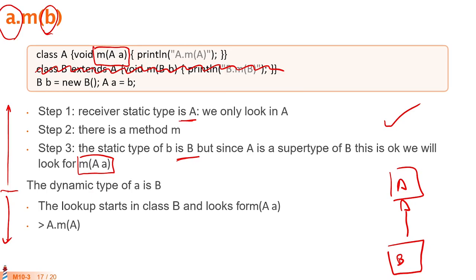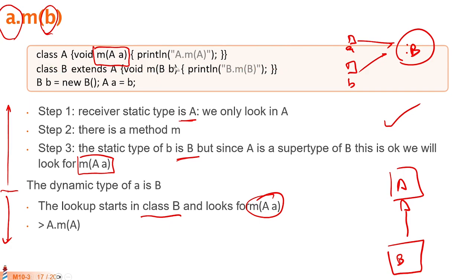And when we execute, again, remember that we have the two variables pointing always to the same object B, the dynamic type of the variable a is B, so the lookup starts in the class B, but we are looking for the method m with the type A. So the only one that we can find, because here is not the good one, is the one in the class A, and we execute that one, and that one is what is printed.